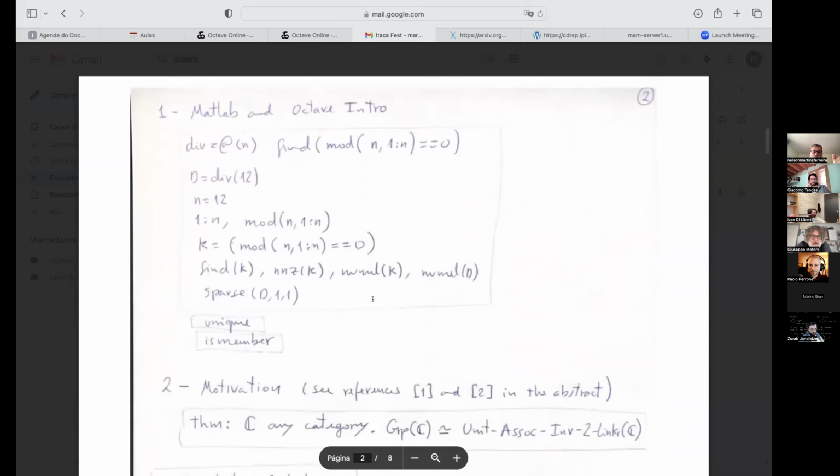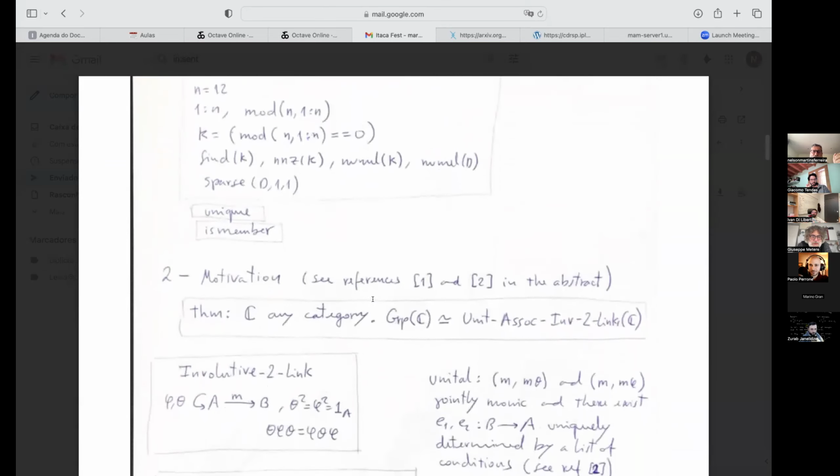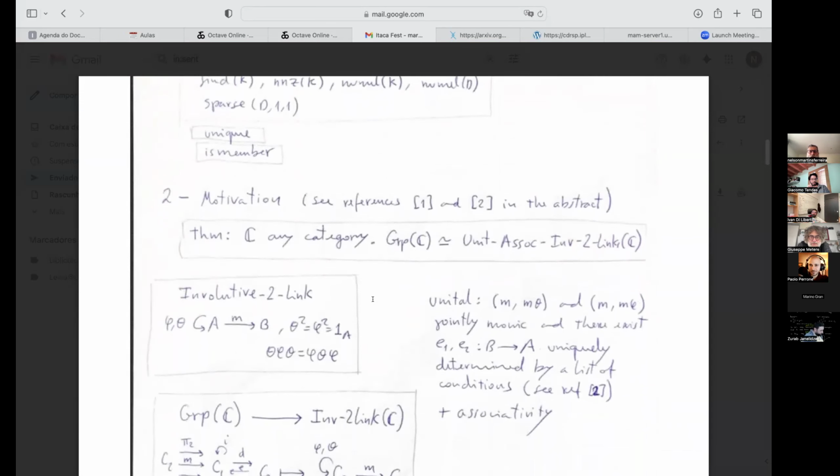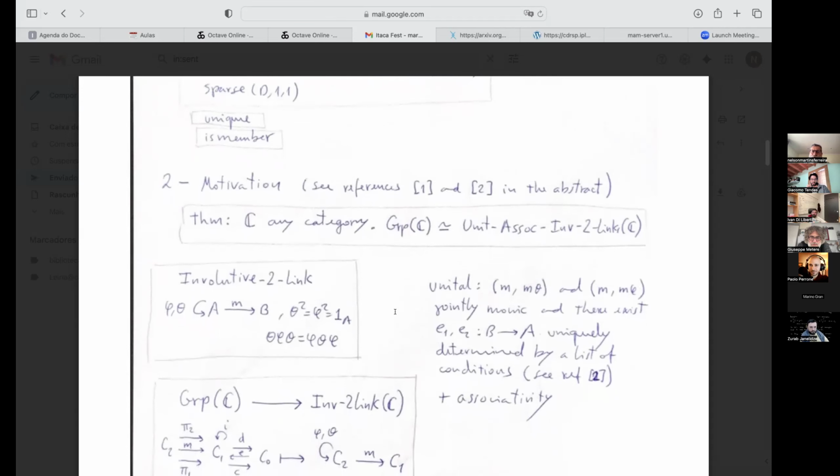So this is for shortly what I've just presented. Let me start with motivation. One part of the motivation in studying these structures came from a result that classified internal groupoids in terms of involutive two-links.